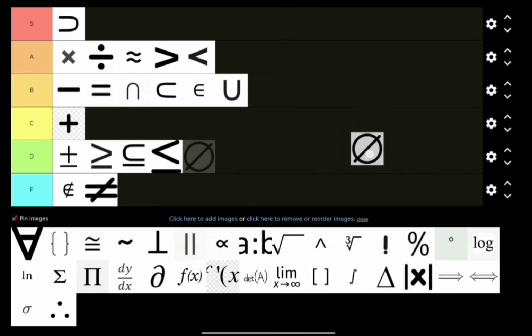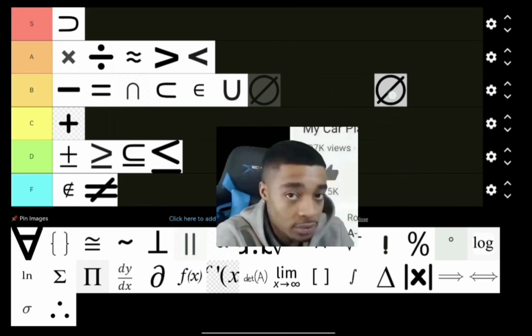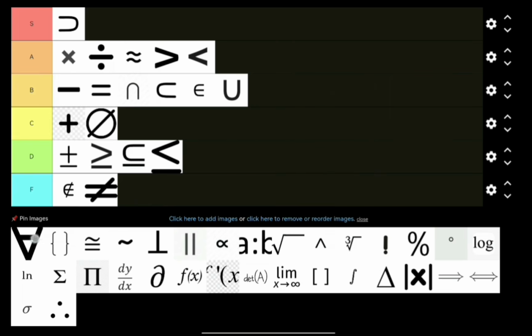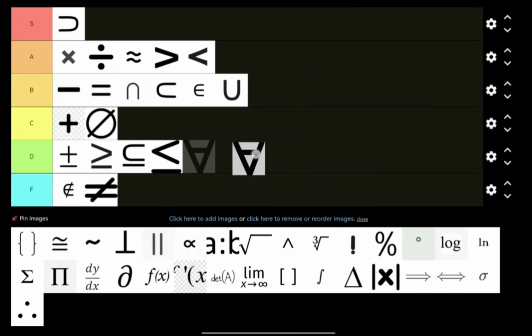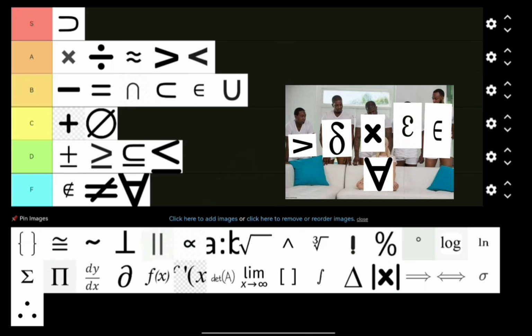Null, or null set, I guess. I know this is phi, but in this case it's null set. I'll say she has nothing going for her. Get it? Nothing going for her. Haha. C tier. For all, she's for the streets, right? So I'll say F tier.